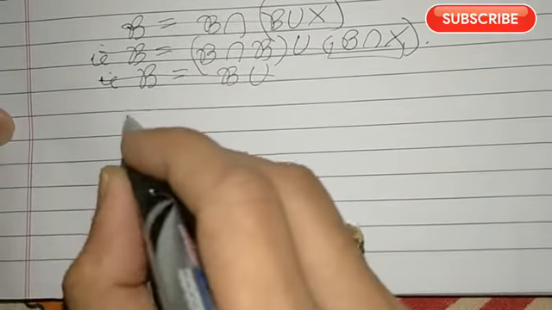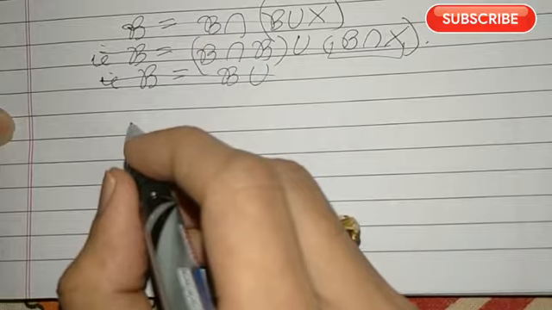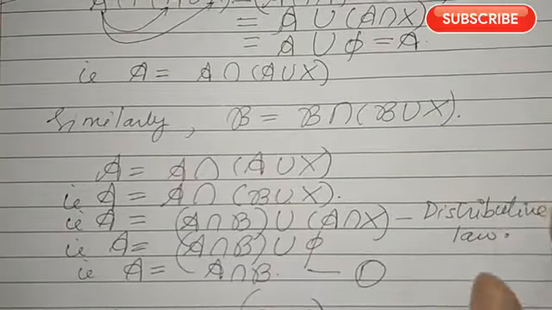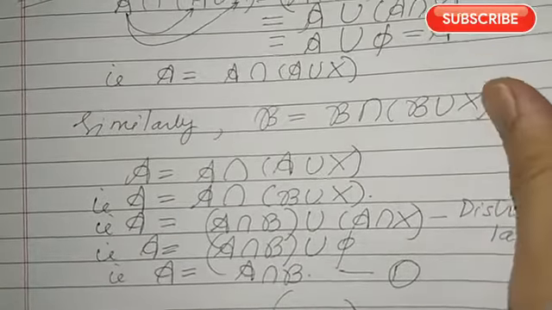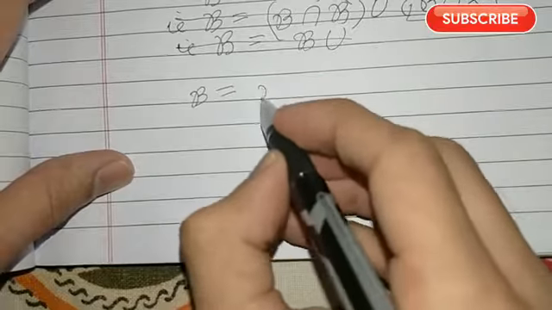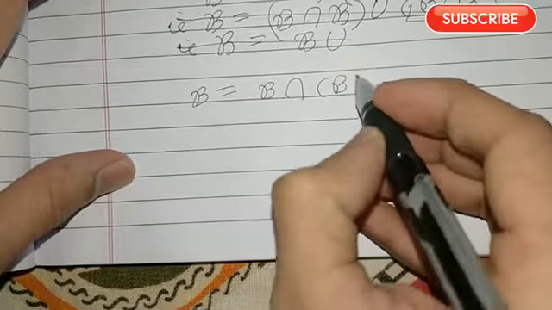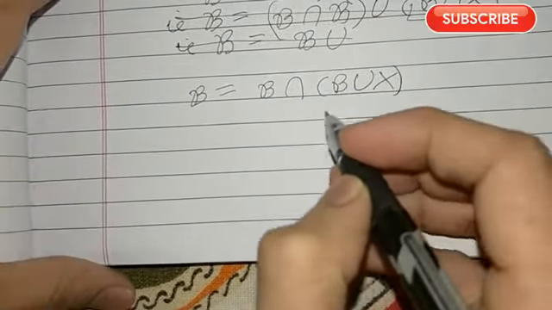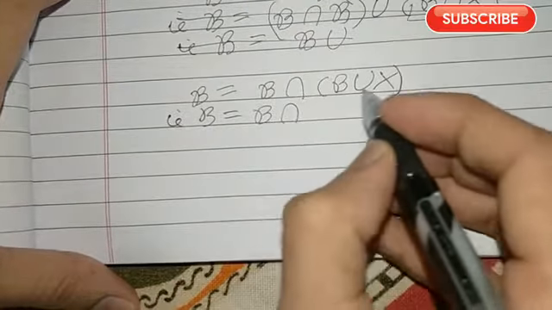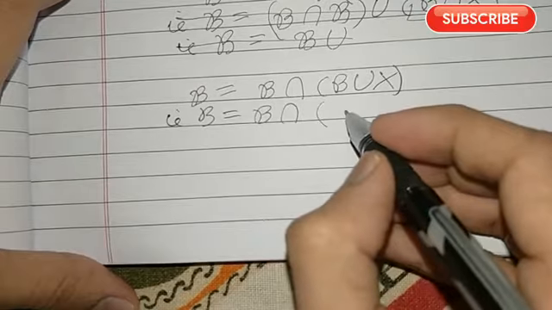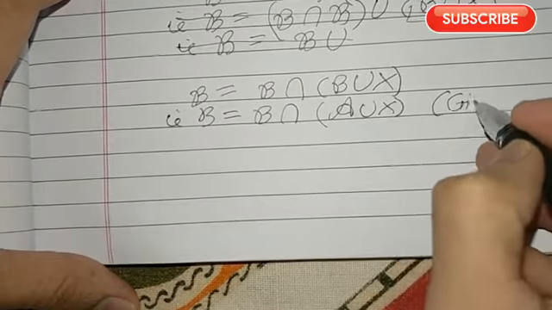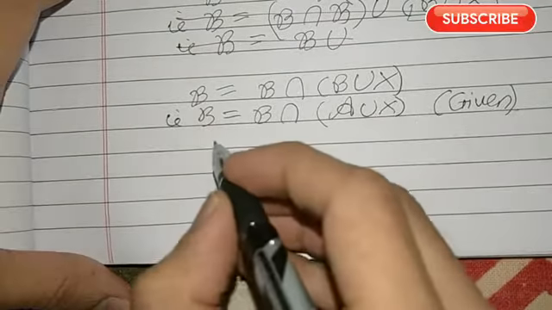So what you do is you take the second statement, which is this, B is equal to B intersection B union X. So that is B is equal to B intersection, now instead of B union X you write A union X. This is given to us, right?